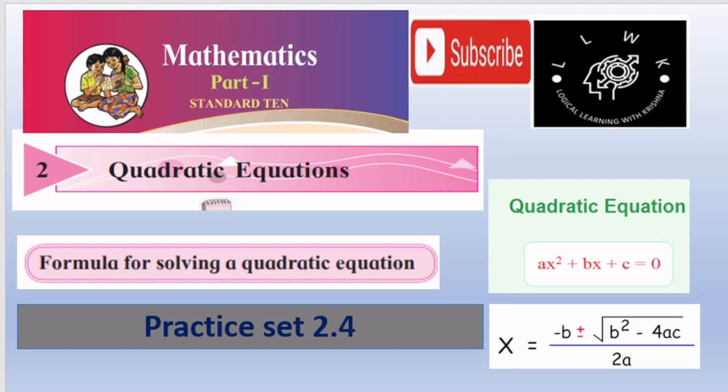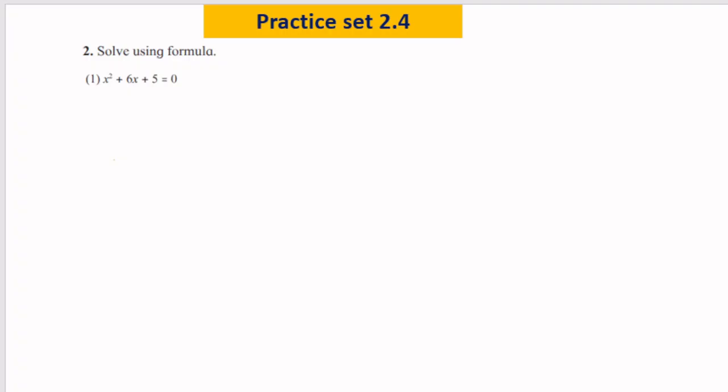So cool. Then let's proceed further with the remaining questions of this practice set 2.4, which is basically based on a formula. When I say formula, we have one formula. It's called minus b plus minus square root of b square minus 4ac, divided by 2a. That's the formula we are going to use in each and every question, because this says you have to use the formula. Okay, there are some steps. Those steps you have to follow each and every time.